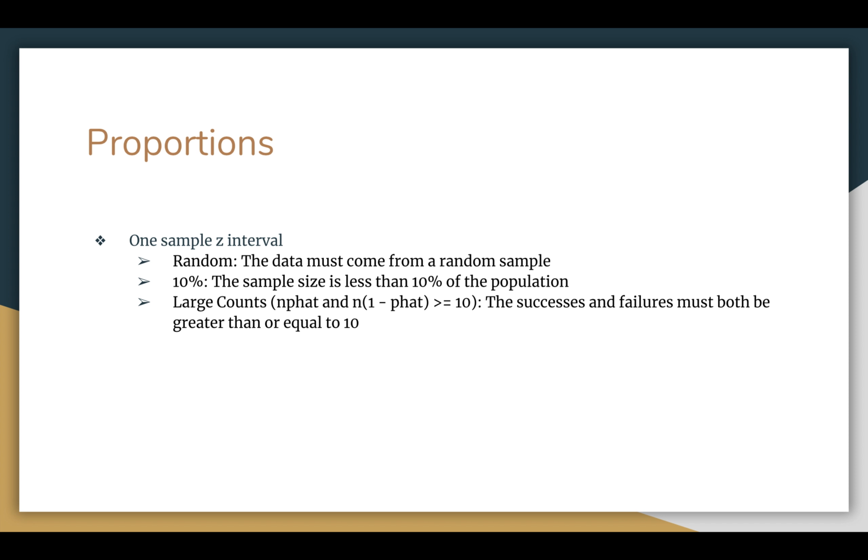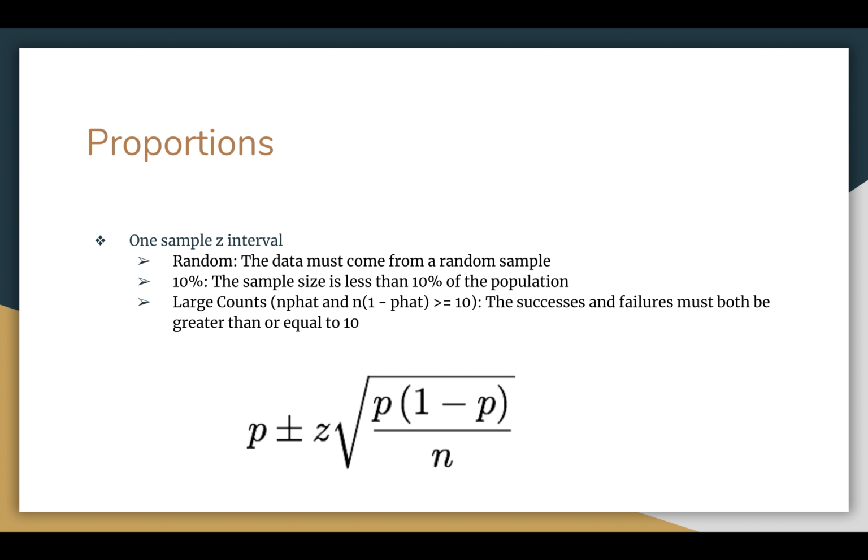This is the equation for a one-sample z interval for p, where z star is the critical value for the standard normal curve, with C% of its area between negative z star and z star. P hat is the sample proportion, and n is the sample size.